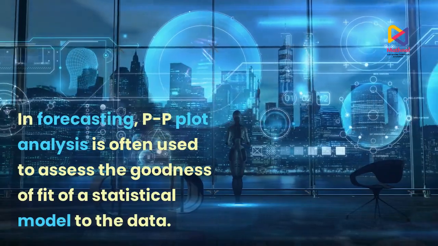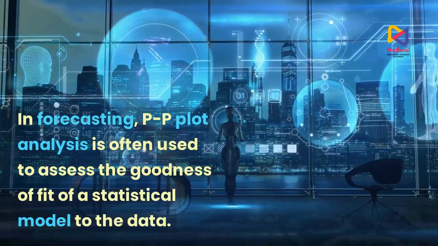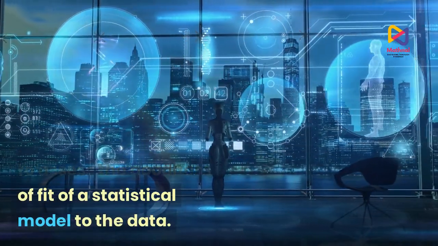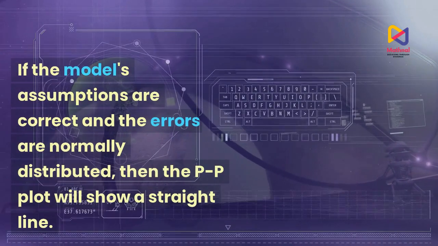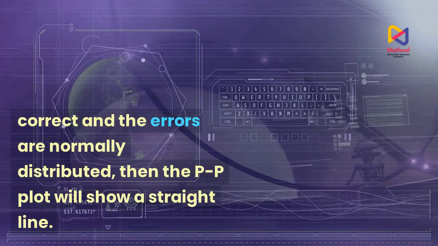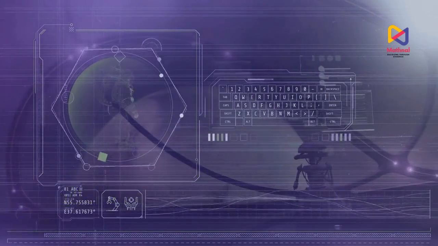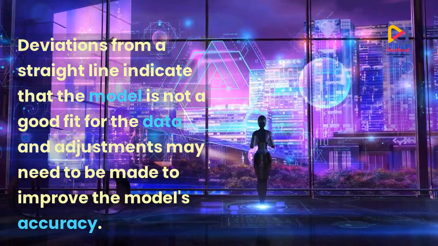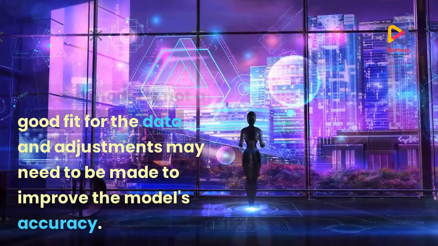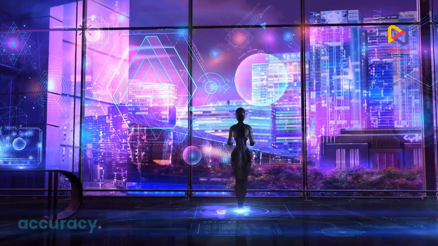In forecasting, PP plot analysis is often used to assess the goodness of fit of a statistical model to the data. If the model's assumptions are correct and the errors are normally distributed, then the PP plot will show a straight line. Deviations from a straight line indicate that the model is not a good fit for the data and adjustments may need to be made to improve the model's accuracy.